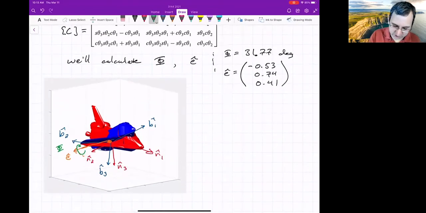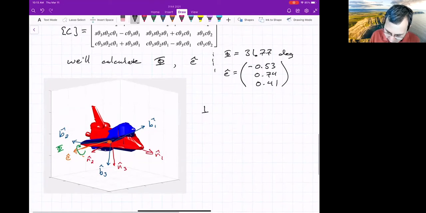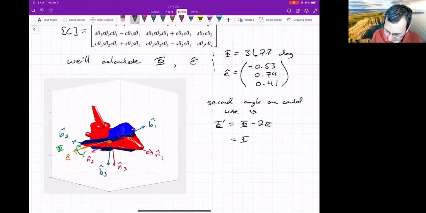Now, the book emphasizes there's another rotation angle, and I almost don't want to mention it because it's confusing. You could also go around the other way by an angle that's 360 degrees minus 31. The second angle one could use is phi prime equals phi minus 2 pi, or phi minus 360 degrees. In this case, that would be negative 328.22. You could rotate the exact opposite way through a larger angle, at least in terms of magnitude. You don't really want to do that. Typically you want to stick with the smaller angle.